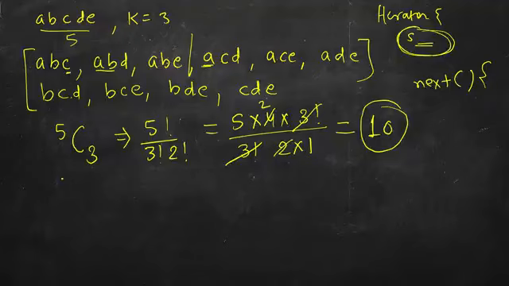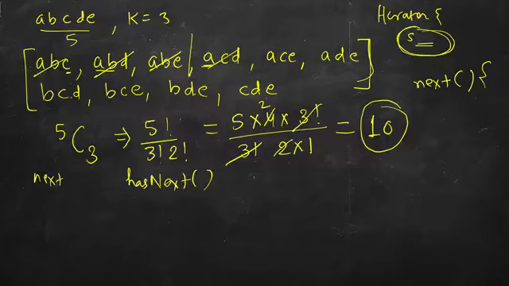Or the second approach would be that we pre-compute all of these and store them in a vector or a list, and whenever a next call comes, we return the first one from the queue and then pop it. So once the next call comes, we return ABC, then we return ABD, and we keep popping it. And when the queue becomes empty, if a hasNext call comes, we will return false. Otherwise, we will return true.